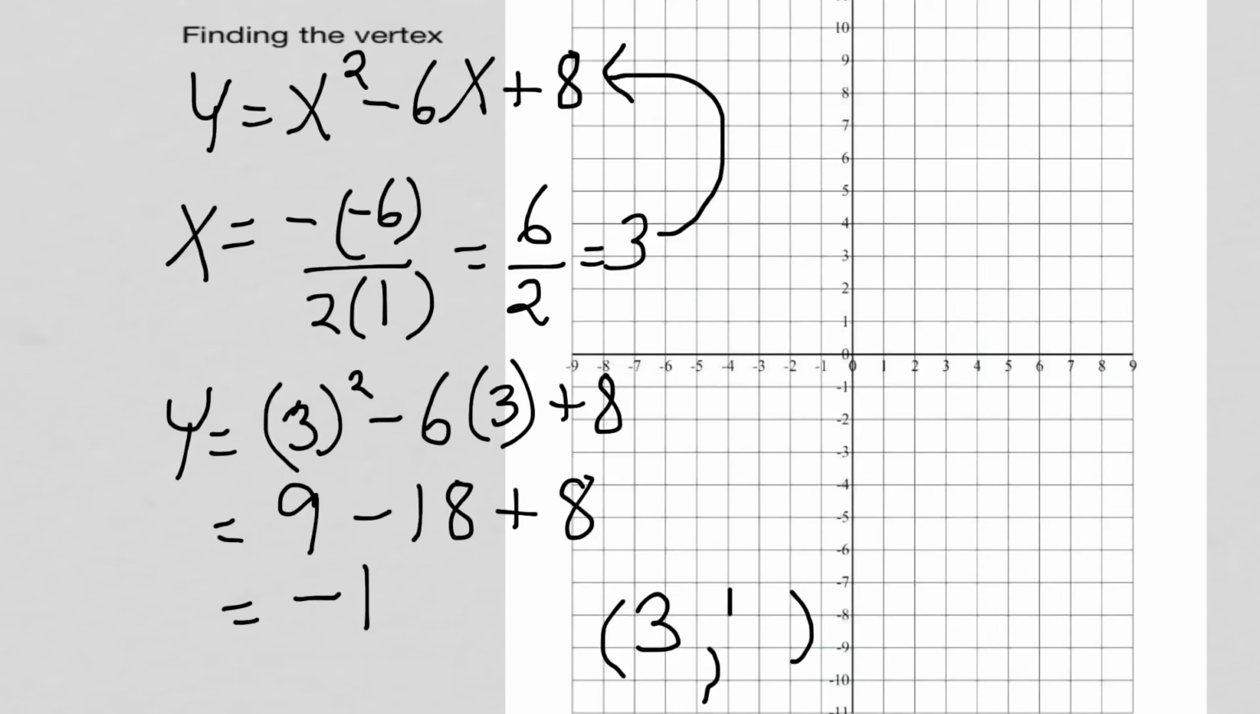We insert it here. Right? Now I can go plot the point. 3, negative 1. That's my vertex. That's my vertex for this parabola. Right? I don't know that it looks like this, but I do know that the vertex is right there. All right. So if you're still a little fuzzy on this, I would suggest that you go back, rewatch this video, practice both these problems again.